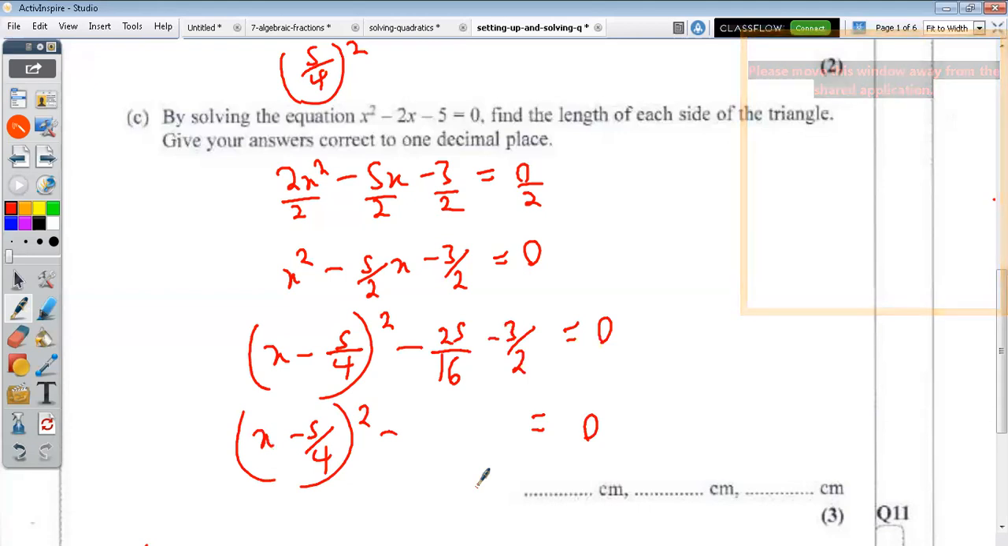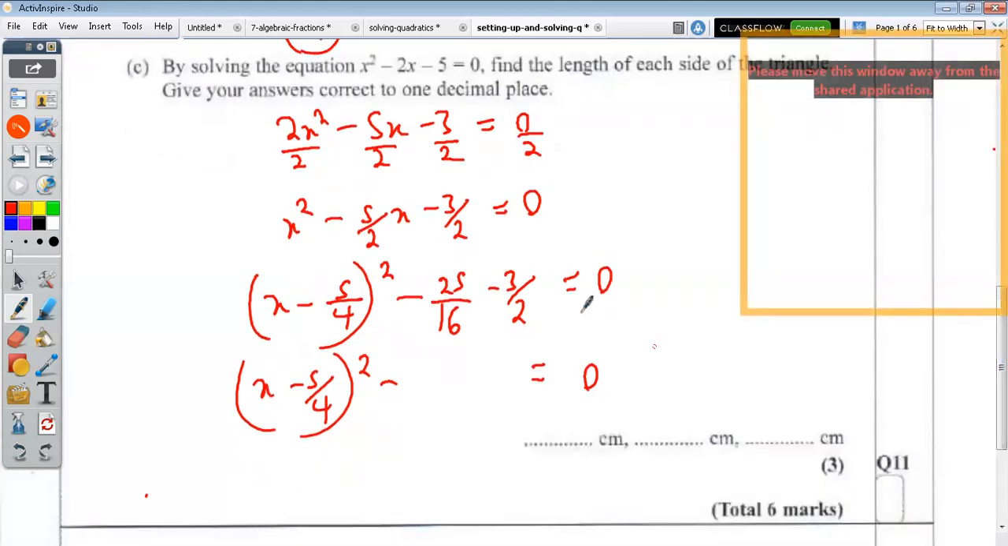Is it minus 3 remainder 1 over 16? No, I want it as an improper fraction. Always give it as an improper fraction. It's minus 49 over what? Over 16. Yes, minus 49 over 16 is equal to that.